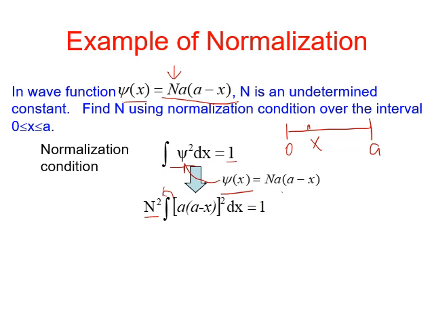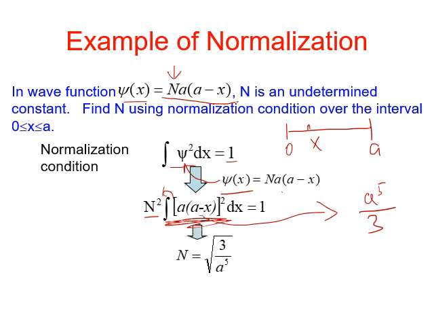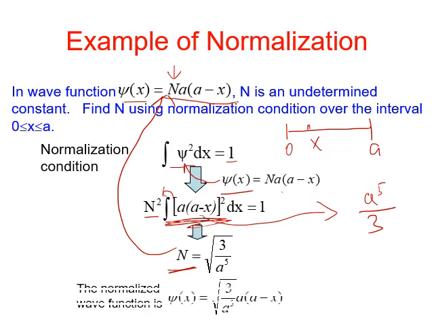If you spend a little time to integrate this, you will get that this integration is a to the 5th power divided by 3. Plug in this value and you can calculate n. So we have determined n, which is square root of 3 over a to the 5th power. Then go back to this equation, replace n, and now we have the normalized wave function, which is square root of 3 over a to the 5th power times (a minus x).